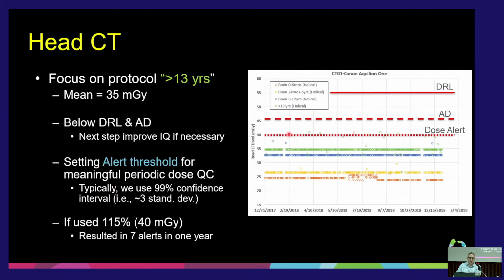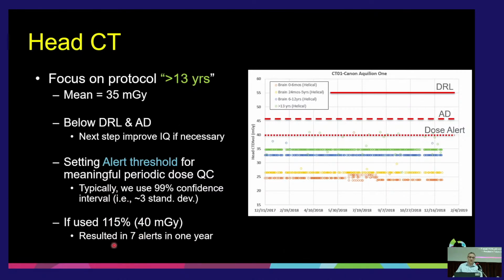So how do we set that threshold? We did statistics on this, and we looked at the 99% confidence interval. We only want to look at exams that exceed that 99% threshold. In other words, only 1%: we only look at the exams that had a dose greater than 99% of the total population. That's what this dashed line is, called the dose alert. It's basically 3 standard deviations away from the average. When we did that, last year I had 7 alerts for this particular brain protocol.